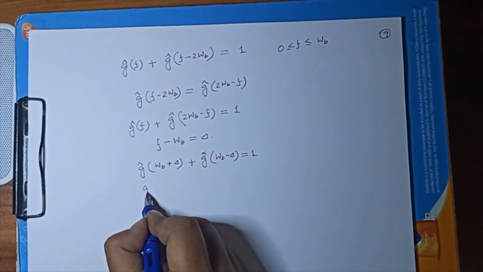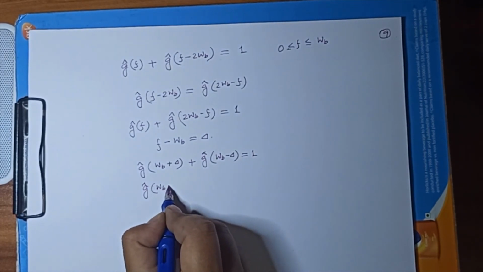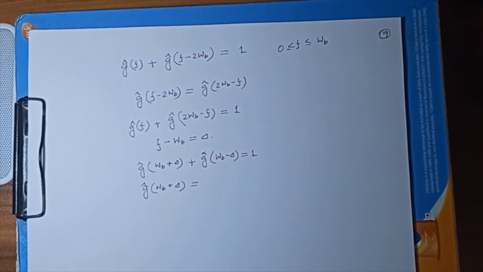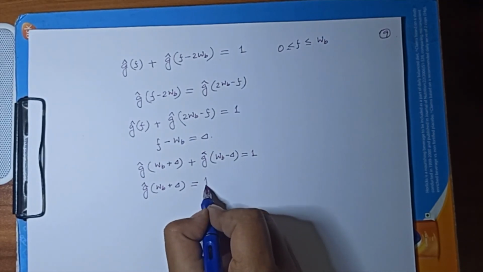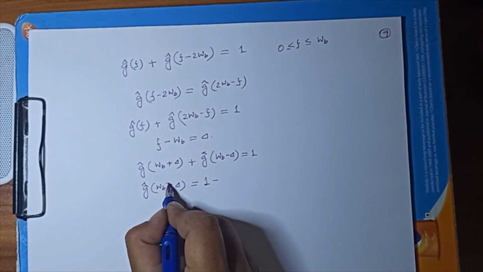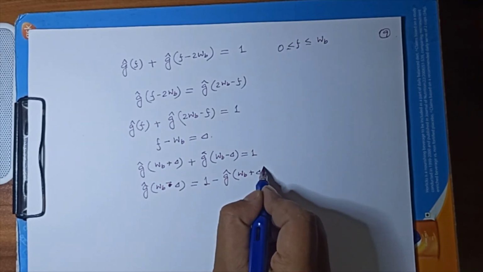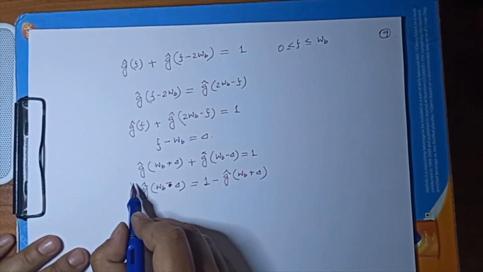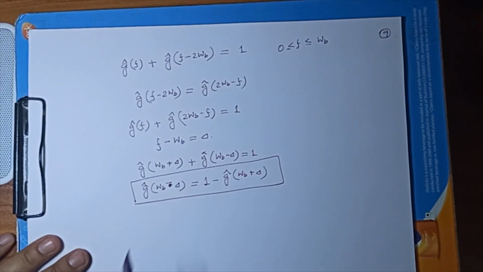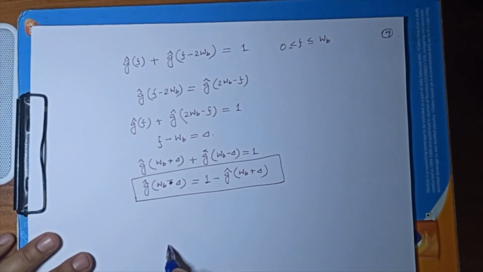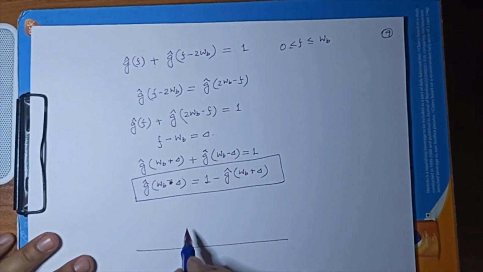plus G hat WB minus delta is equal to 1. Or I can write G hat WB minus delta will be equal to 1 minus G hat WB plus delta. Okay, this equation is extremely important because this will give us some strong geometric understanding of the spectrum.